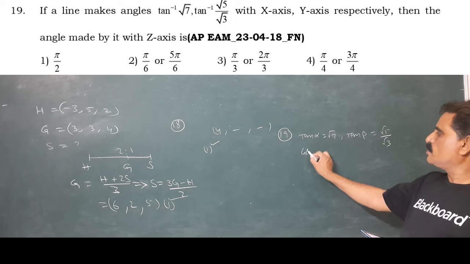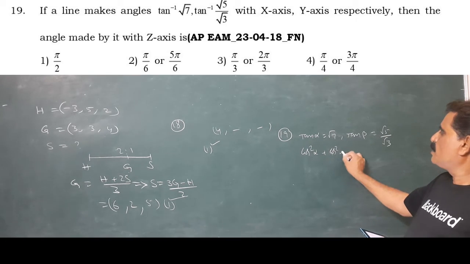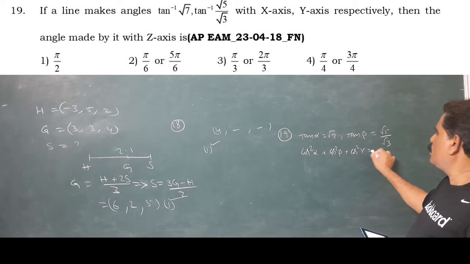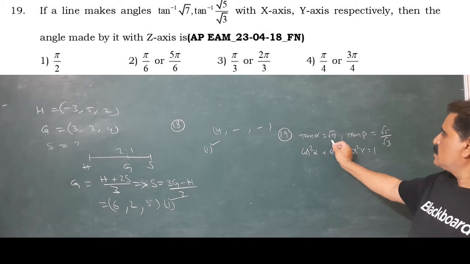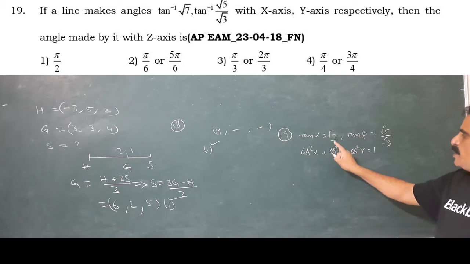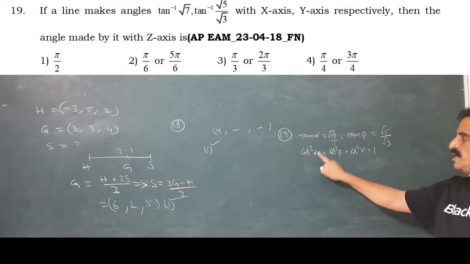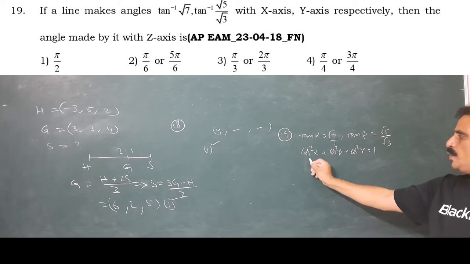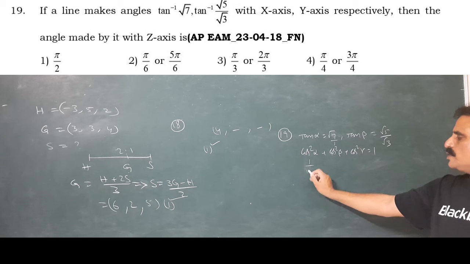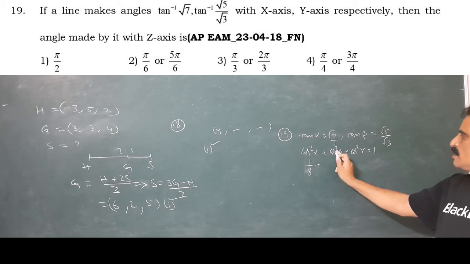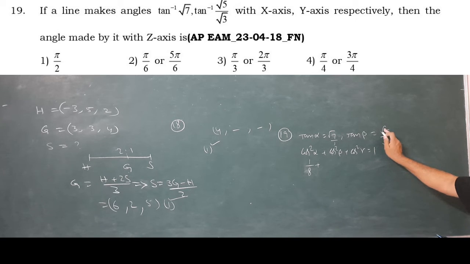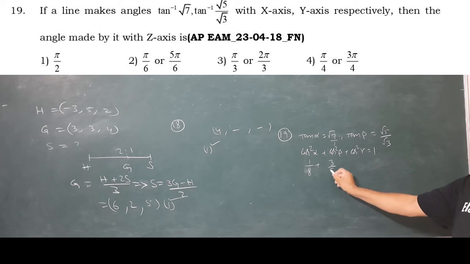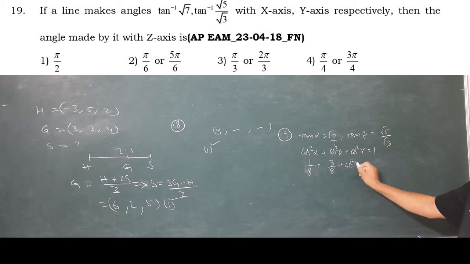We have a formula: cos square alpha plus cos square beta plus cos square gamma equal to 1. Tan alpha is opposite by adjacent, and cos alpha is adjacent by hypotenuse, 1 by root 8, whole square is 1 by 8. Plus cos square beta, that is 3 by 8, since 3 plus 5 is 8. So 1 by 8 plus 3 by 8 plus cos square gamma equal to 1.